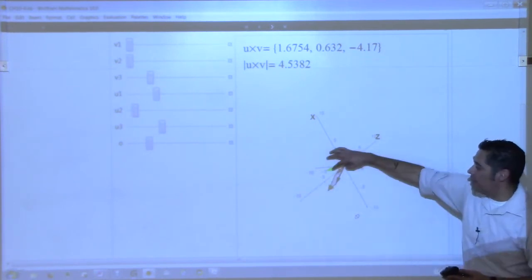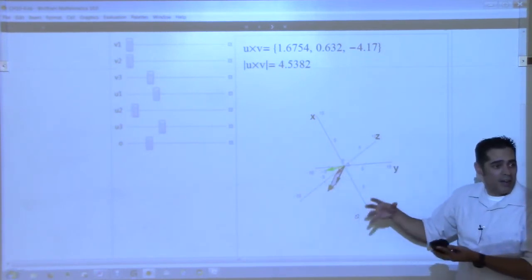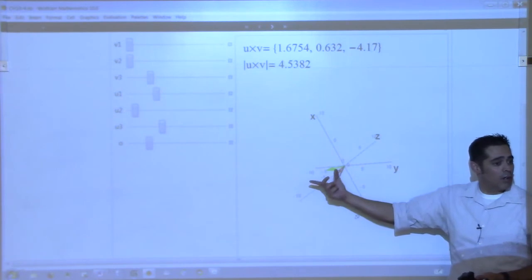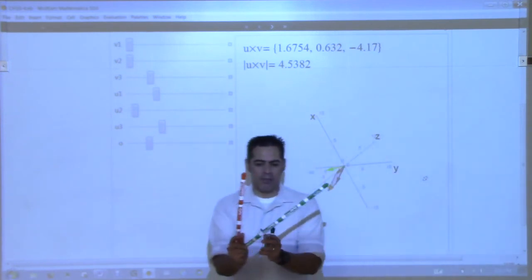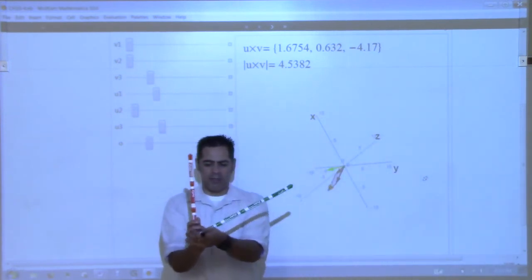But the length of it is the area of that. So as that area got bigger, notice that the green one was getting longer. So what happens to the area? So here's two vectors, right? We can do the cross product. We have this vector sticking out.